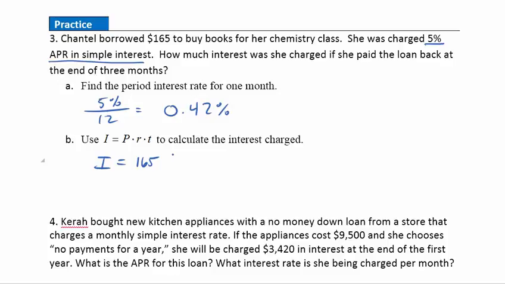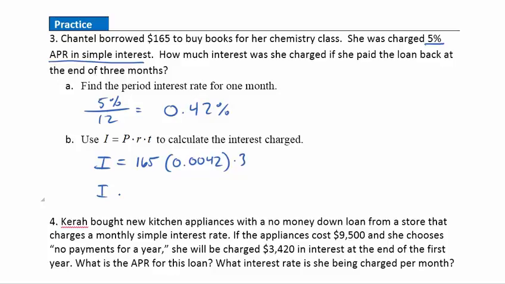Our interest rate now, I want to enter this as a decimal, so that's going to be 0.0042. And then the time in this case is 3 months. So we broke it down to how much interest each month. So this is 3 months, so I want to multiply here times 3. So I'll go ahead and multiply that out.